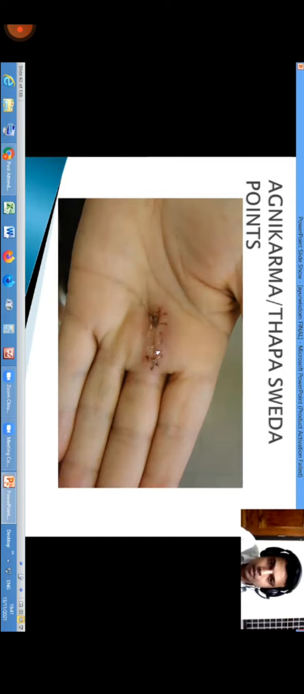Here is where the pulley or retinaculum is situated. Here, we can apply Tapa sweda with an iron hammer. After applying Taila, we can use a hot iron hammer to give Tapa sweda here. Tapa sweda repeatedly over 3 weeks to 1 month will give sufficient results. Or we can do Agnikarma weekly; 3 or 4 sittings may be needed.